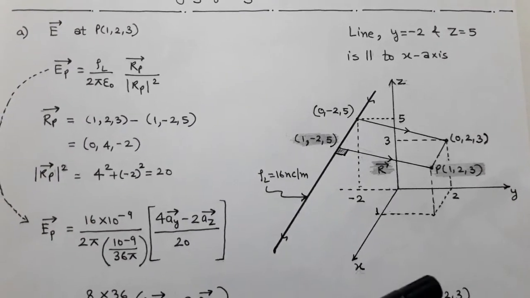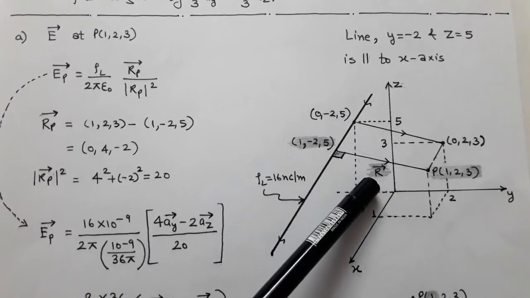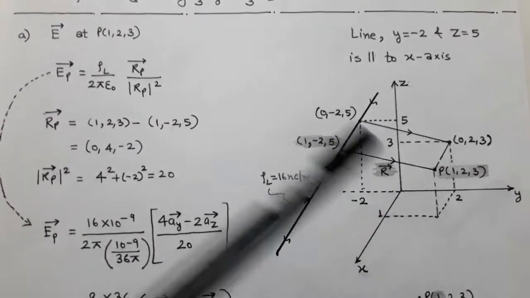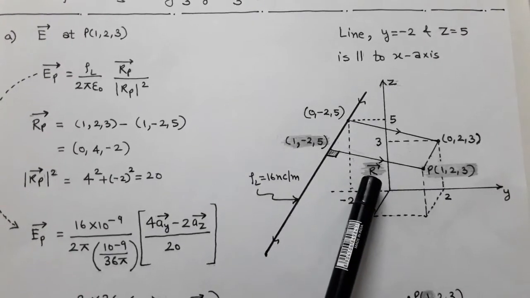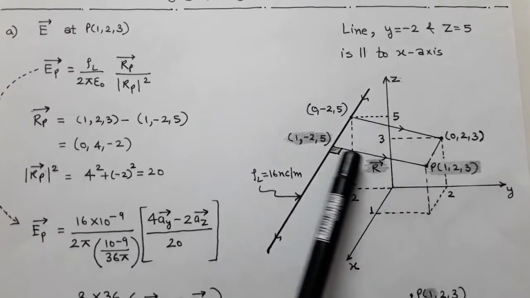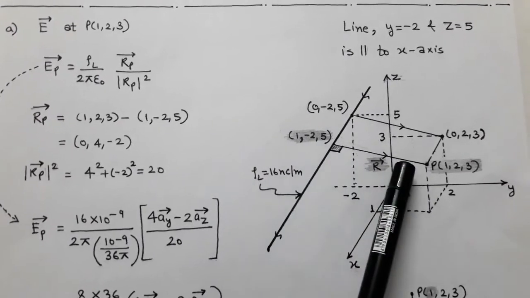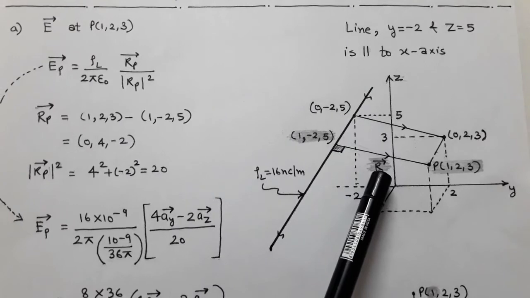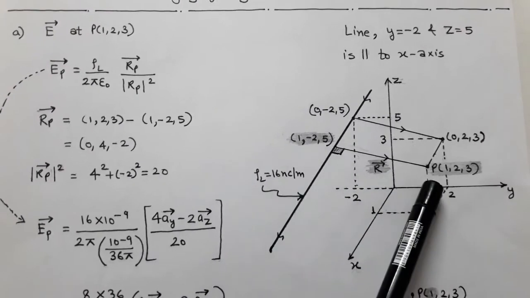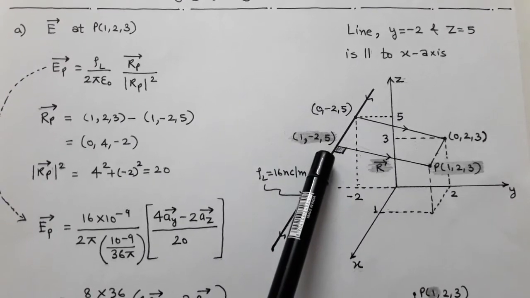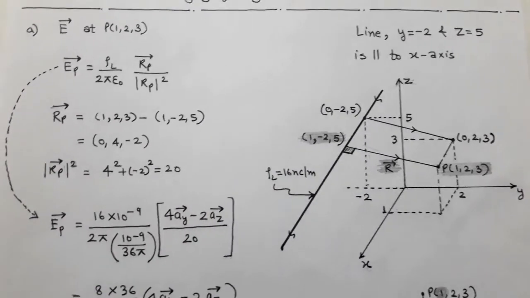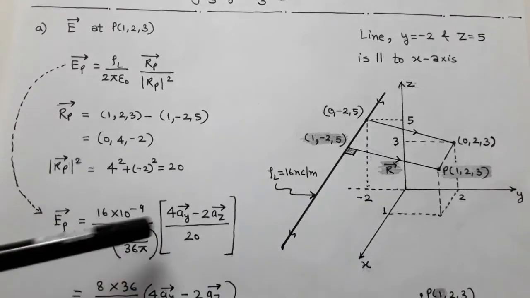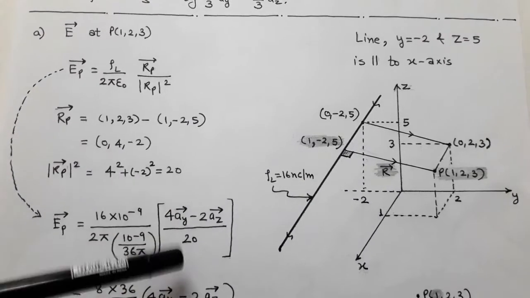So the next step is we have to determine the vector Rp. Rp is a vector that is drawn perpendicular onto this line and towards the point P. So the Rp vector is final point minus initial point, that is 1, 2, 3 minus 1, -2, 5. So the Rp vector is 4 unit vector y minus 2 unit vector z, and its magnitude square is 20.